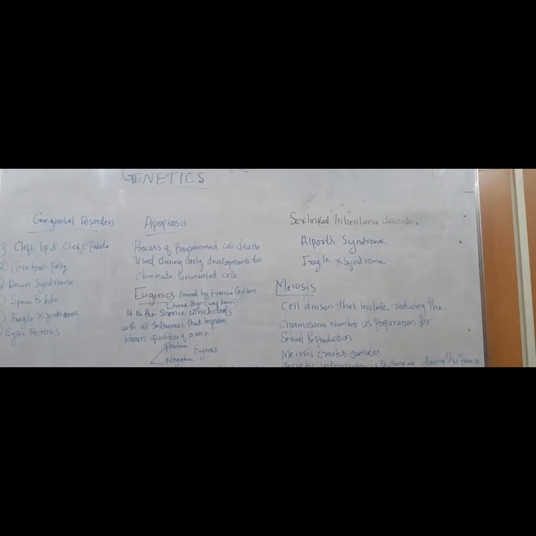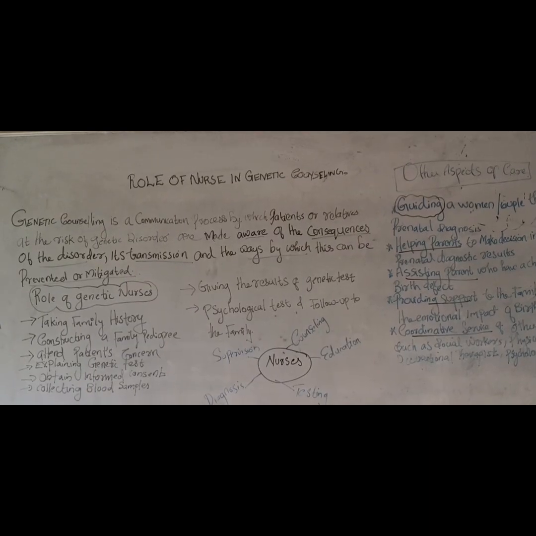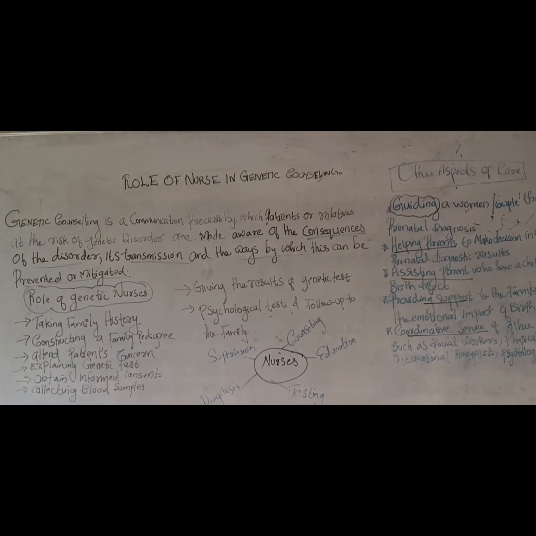Then what is meiosis? Meiosis is the cell division that reduces the chromosome number as preparation for sexual reproduction. Meiosis occurs in sexual reproduction and creates gametes. Genetic information is exchanged during meiosis. Don't get confused with the difference between meiosis and mitosis. This is a frequently asked and important topic in genetics.